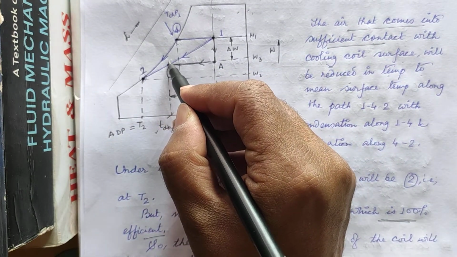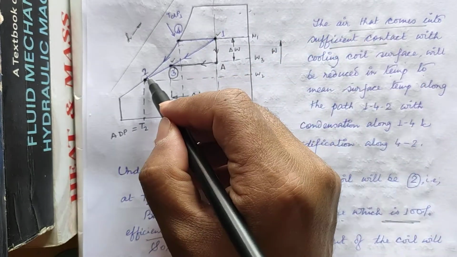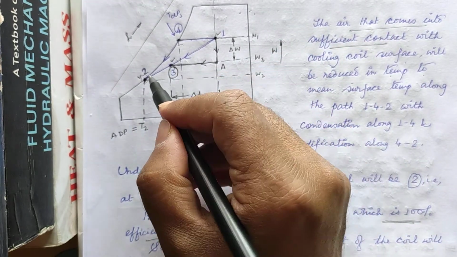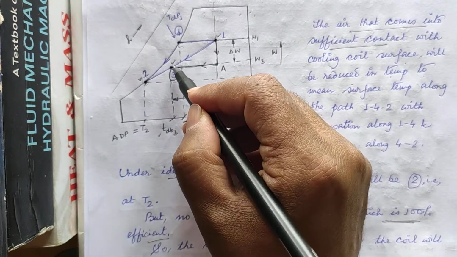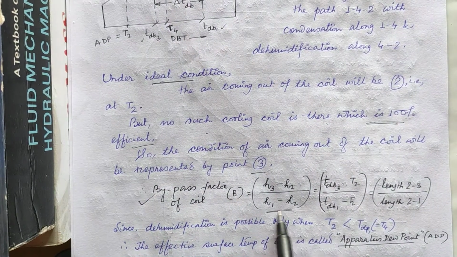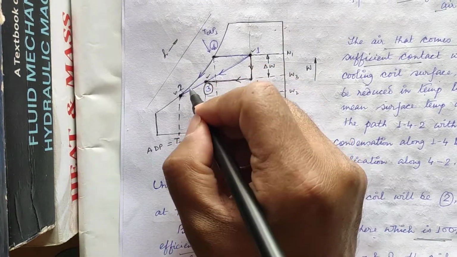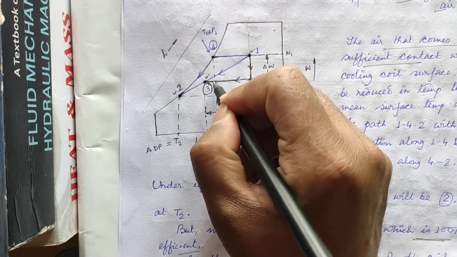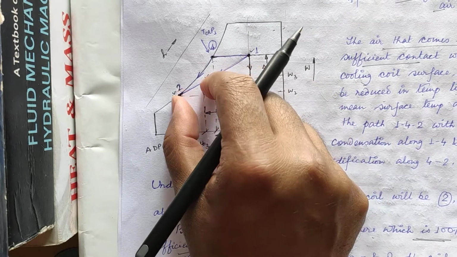The exit condition, what is the exit condition? 3. Inlet condition 1. Coil surface T2. So (T2 minus T3) or (H2 minus H3) divided by (H2 minus H1), that will denote the bypass factor, or (H3 minus H2) by (H1 minus H2). That means this length 2-3 divided by this length 2-1, that will denote the bypass factor, this one by this one.